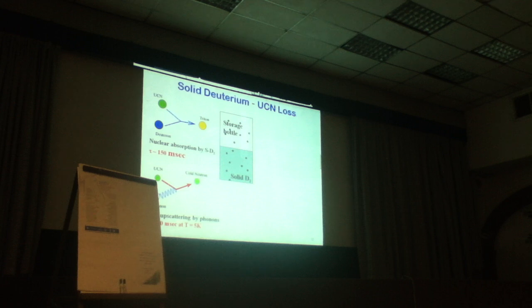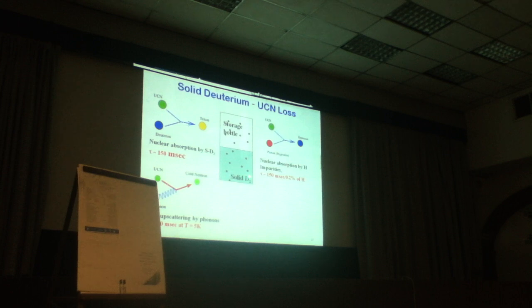Fortunately, we can control the up-scattering because by changing the temperature, we change the population of phonons inside the material. So by reducing the population of phonons, cooling down to about 5 Kelvin, you bring the lifetime to be equivalent to this nuclear absorption that cannot be turned off. Another thing is that in deuterium, you also have some contamination of hydrogen, which has a very large neutron absorption cross section. So we have to control the hydrogen impurity to be better than 0.2%, which is actually pretty doable in the laboratory.